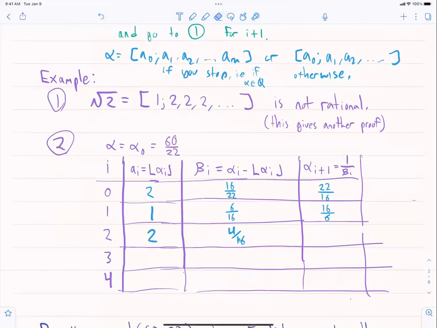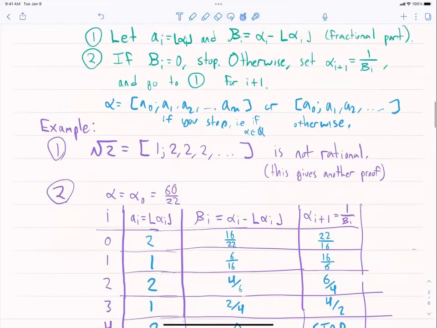This is the computation we keep on doing. And then the reciprocal is 6 over 4. So then the integer part is 1, the fractional part is 2 over 4, and the reciprocal is 4 over 2, and that's 2. So then the integer part is 2, but that's actually the whole thing. So the fractional part is 0, and that means we stop.